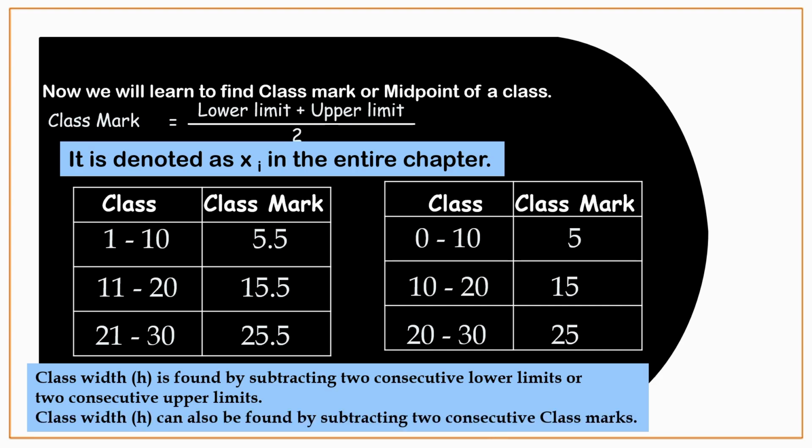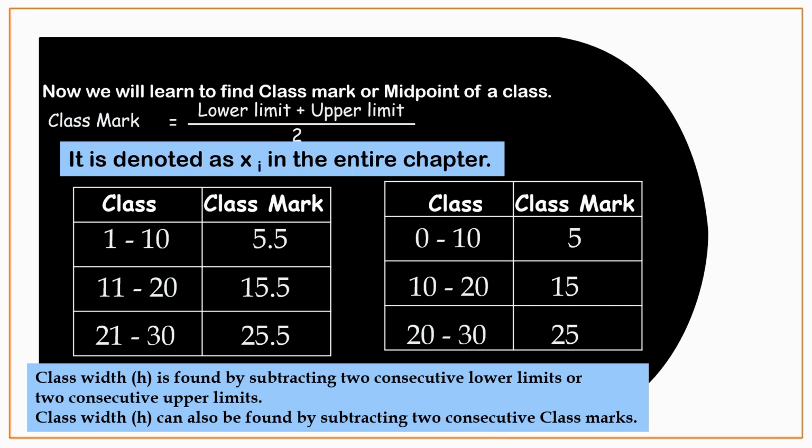So class width, age, can also be found by subtracting two consecutive classes. So there are two ways. One is you subtract the lower limit of two consecutive class intervals, or the upper limit of two consecutive classes. The other way is, once you find the value of the class marks, if you subtract two consecutive class marks, then also we will get the class width.